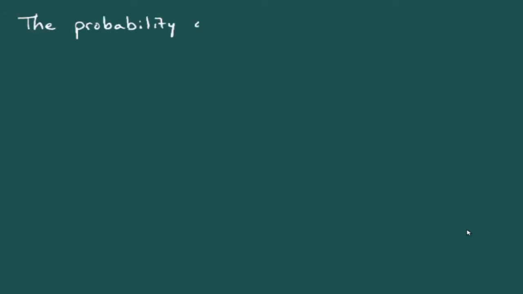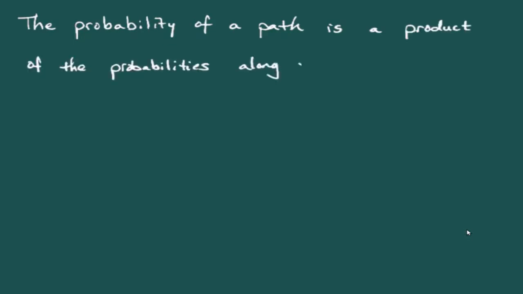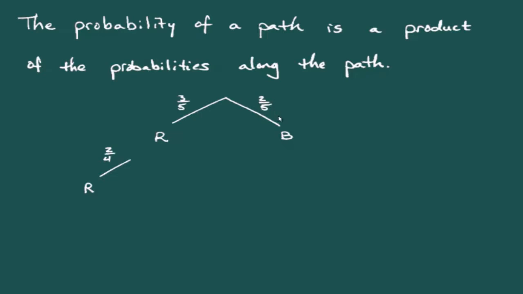The probability of any particular path through the tree is going to be the product of the probabilities along that path. From the example that we talked about before, we had 3 red balls and 2 blue balls. From the root node on our first draw, the probability of getting a red ball is just going to be 3/5, 3 out of 5. The probability of getting a blue is just going to be 2 out of 5.